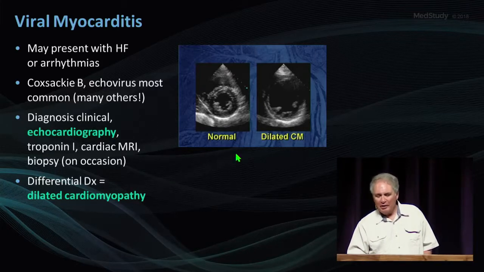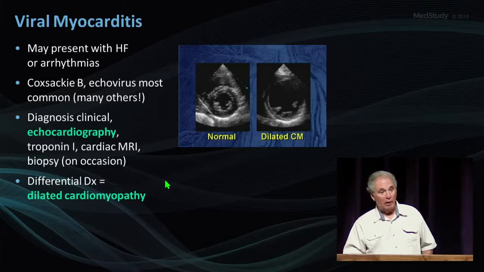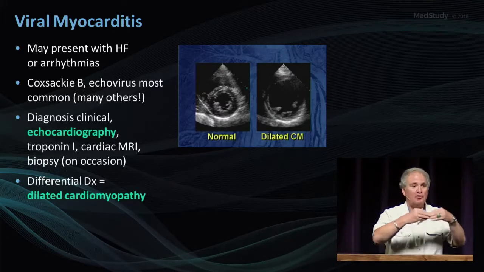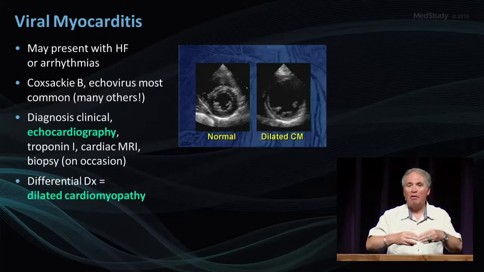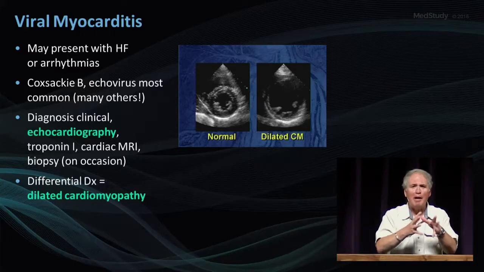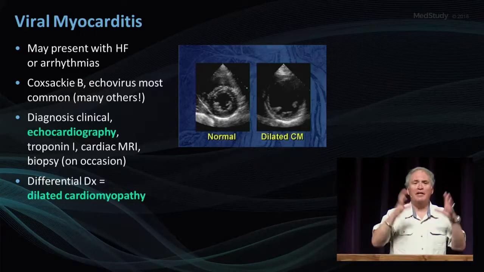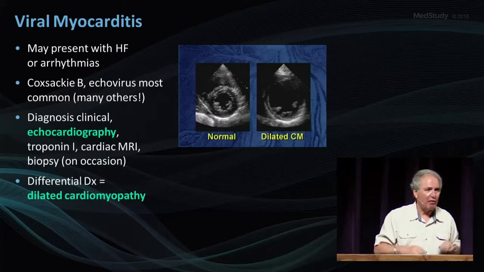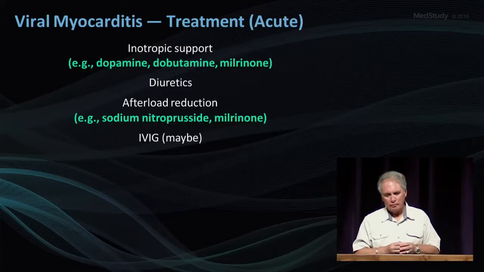The differential diagnosis, when you see a heart like this, dilated and not functioning well: active myocarditis or something else, a so-called dilated cardiomyopathy. And we'll talk a little bit about what the etiology of a dilated heart that's not functioning well is, outside of viral myocarditis.